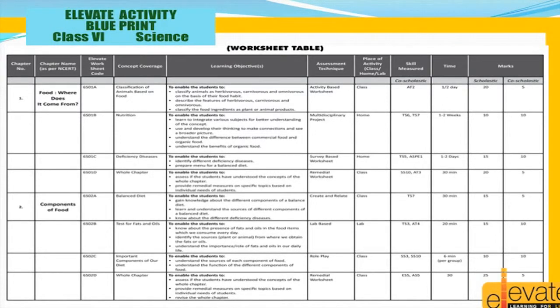In this, we are seeing that code sheet number is given, concept coverage is given, scholastic objectives are given, assessment techniques are given over here. We have here where these activities would be conducted, either in the classwork or as a homework. Then skills measured in scholastic and co-scholastic domains, what skills teachers can measure, are given in front of each activity. Then time duration to conduct the activity and the maximum marks are given over here.